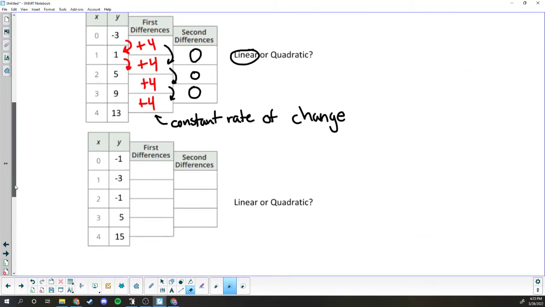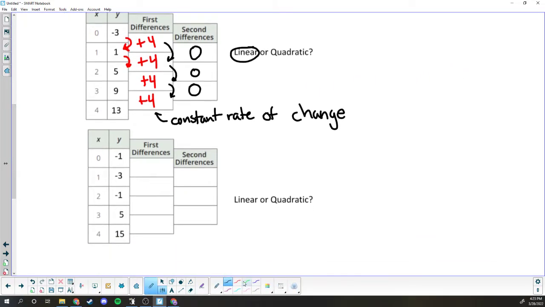Okay. Let's see about this next one. So I'm going to do the same exact process. How do I get from -1 to -3? Well, that's actually down, right? -3 is less than -1. So I would subtract 2. And then to go from -3 to -1, that's back up, so that'd be +2. And then -1 to 5 would be plus 6, right? I have to account for the negative 1 and then 5 more. So that's 6. And then 5 to 15 is plus 10.